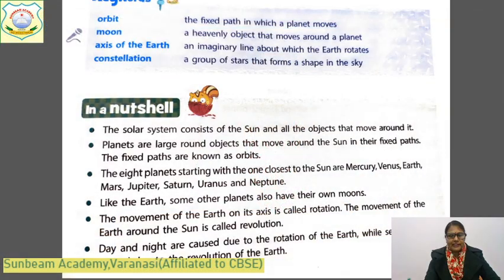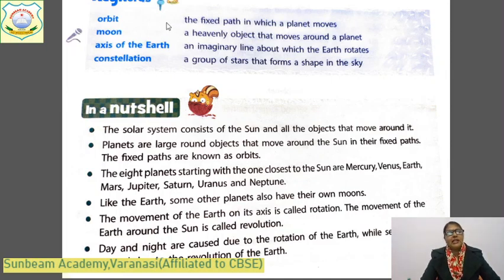Due to the rotation of the Earth, there are day and night. And due to the revolution of the Earth, there is change in season. Children, I am sharing the PDF where you will find the book pages. Let's read in detail. What is orbit?